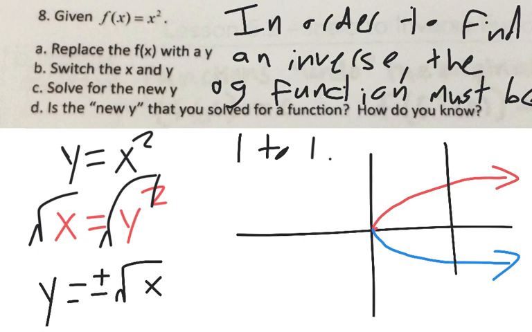But is it a 1-to-1 function? No. Do you know how to tell if it's 1-to-1? I said it passes the vertical line test. Well, if it passes the vertical line test, it's a function. So this is a function, but it's not a 1-to-1 function. 1-to-1 means it must also pass the horizontal line test. Because think about what's happening.